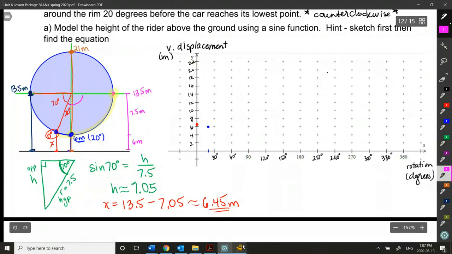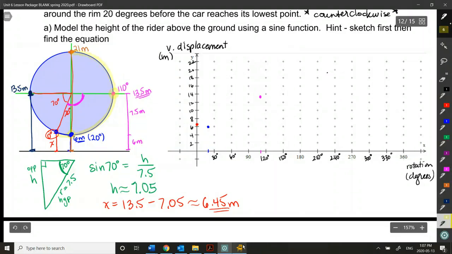All right, now we're going to rotate up here to our next important location. And how far have we rotated from our starting position to here? Well, I rotated 20 degrees in this little slice here, and then 90 degrees. So I've rotated now 110 degrees. And I'm at a height of 13.5 meters above the ground. So 110 is about right here. And I am now at about 13.5. So I want to graph that right about here. Or maybe a little bit further to the left, maybe like here. There we go. Looks pretty good.